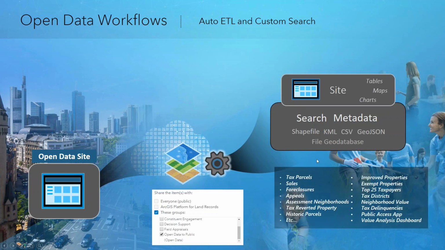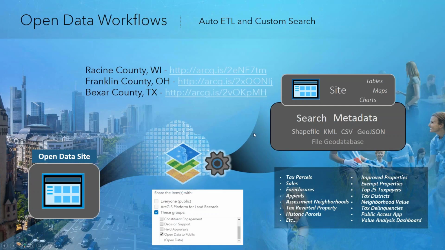So again, we're seeing a lot of folks use this open data site to share out tax parcels, like I showed earlier, sales, foreclosures, appeals, maybe tax districts, anything of the like, right? We're seeing a lot of really good use cases of sharing this type of information out through ArcGIS open data. And I pasted a handful of good examples in the slide here. I think we might try to drop those into the chat box, but Racine County up in Wisconsin, Franklin County here in Ohio, in the Columbus area, and Bexar County, Texas, all have really good open data sites that you might want to take a look at and see how they're configuring things.